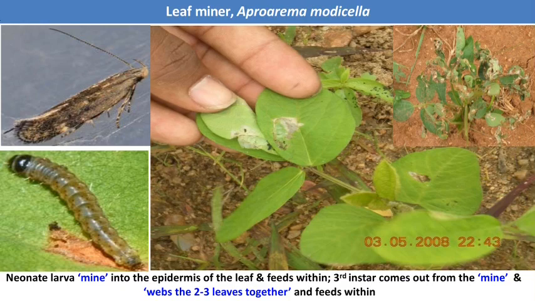Then the leaf miner. This leaf miner is also nowadays a major pest of the soybean crop. It is a Lepidopteran pest. After hatching from the eggs, the neonate larva mines into the epidermis of the leaf and feeds within. At the third instar, it comes out from the mines and webs 2 to 3 leaves together and feeds in that concealed condition, hence known as a leaf miner. In case of severe infestation, as a result of feeding, the leaves become completely withered and dry.